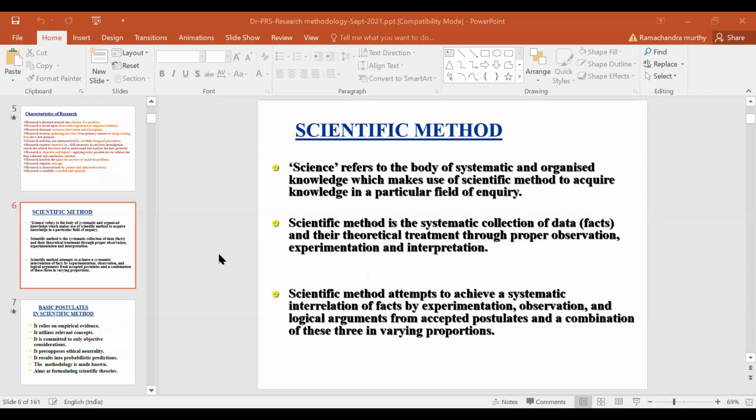Mostly all are following the scientific method in engineering and science disciplines, but arts is different. Nowadays in management, students are also coming to us. They are asking, we also follow scientific methods, but for them it may not be necessary, of course; but if they follow, well and good. Science refers to the body of systematic and organized knowledge which makes use of the scientific method, very important to acquire knowledge in a particular field of inquiry.